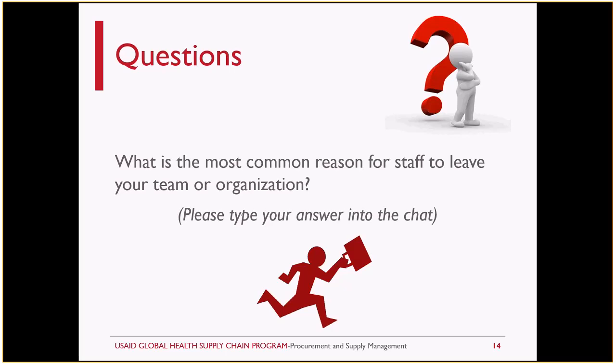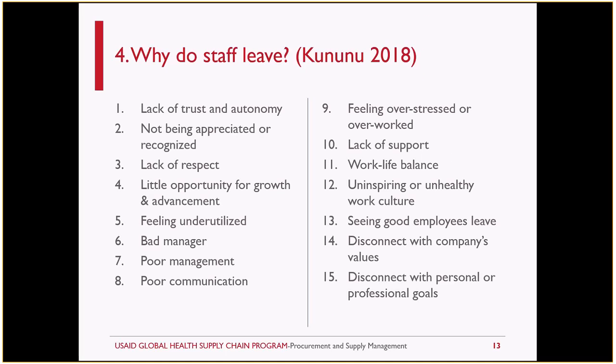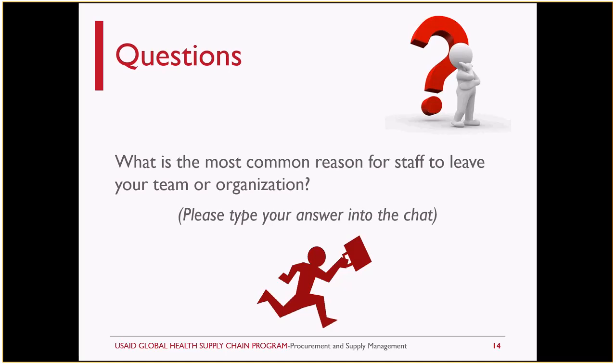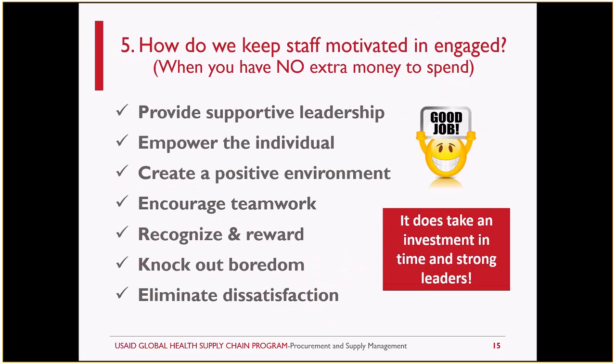So think about your own organization and think for a moment about the most common reason for staff leaving your team or your organization. And how does that compare to this list? Where can you see your organization on this list? And keep that in mind as we move to think about some of the opportunities we have to fix these sorts of problems.